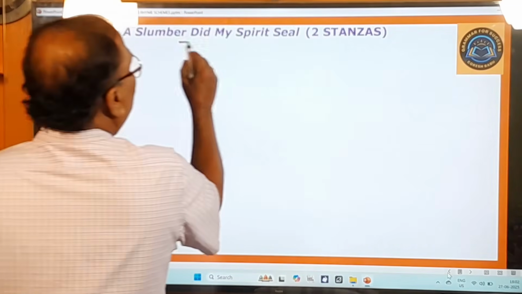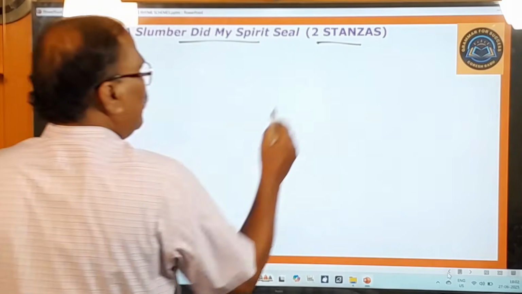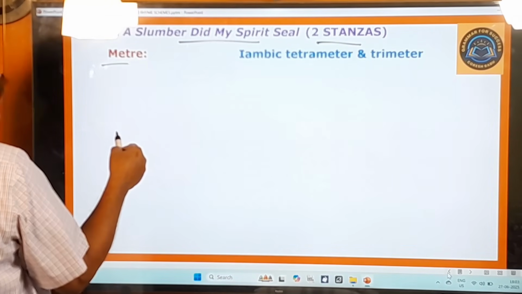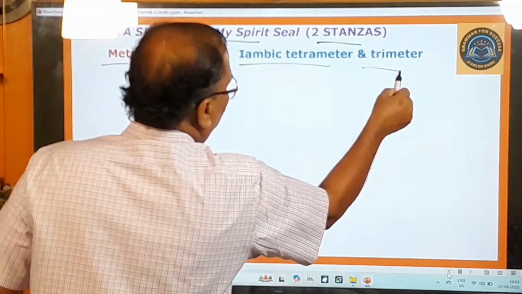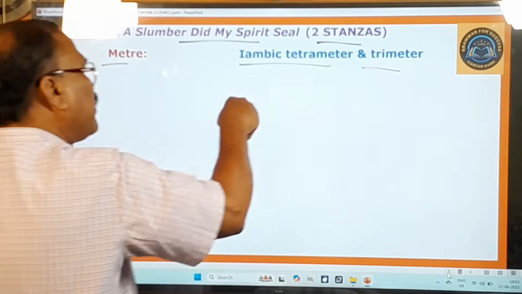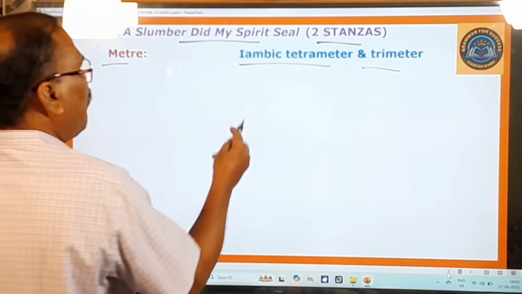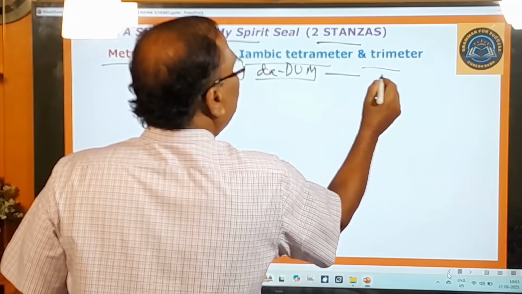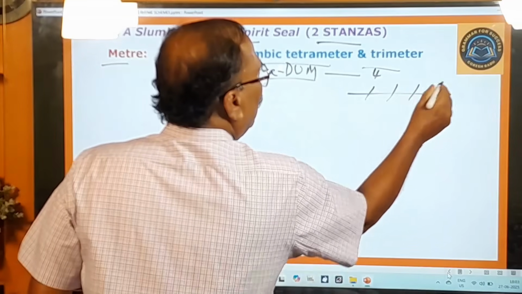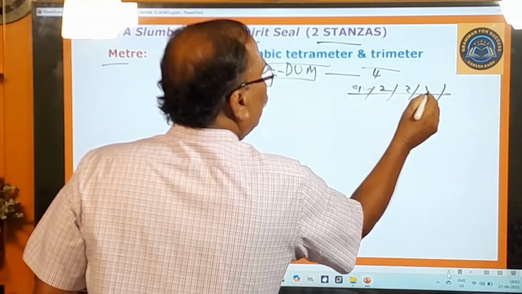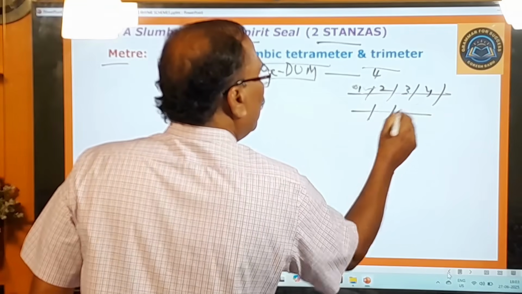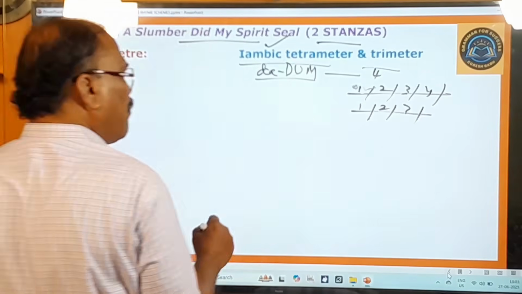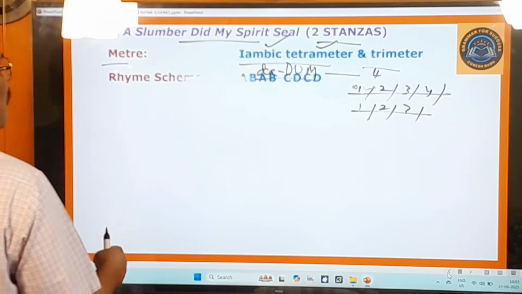Sixth poem, A Slumber Did My Spirit Seal. In this poem there are just 2 stanzas, and here you pay attention. The meter followed in this poem is iambic tetrameter and iambic trimeter. So these 2 kinds of meters are followed in this poem. Iambic means, again you know very well, the dhum. So in one line you find a tetrameter. Tetra means 4 feet, so 1 2 3 4. In the next line there will be only 3 feet, 1 2 3, so trimeter. All these metrical feet belong to this iambic meter only. That is the meter followed in this poem.